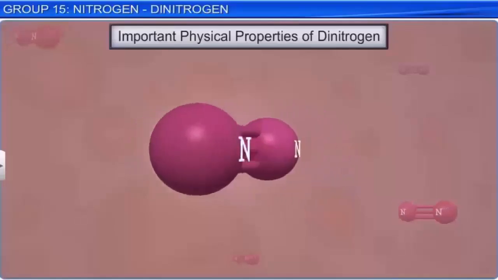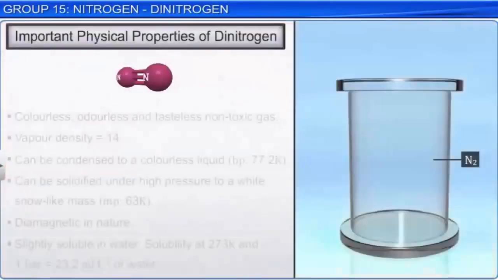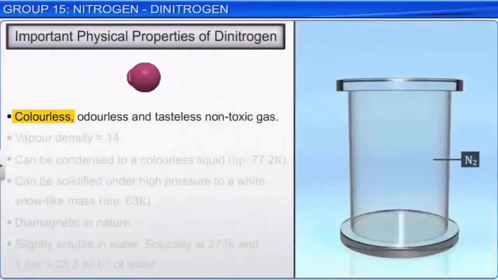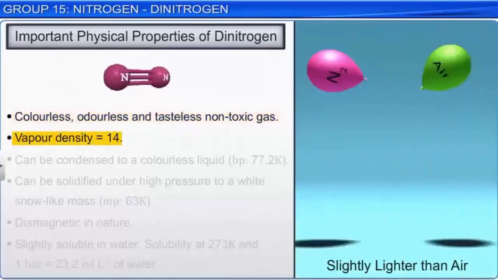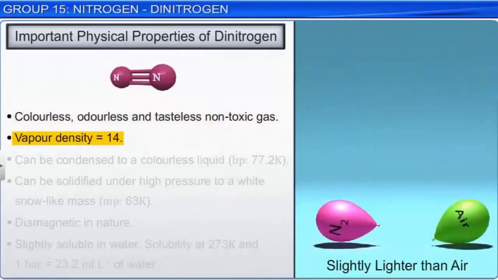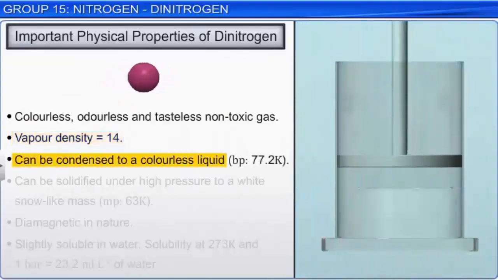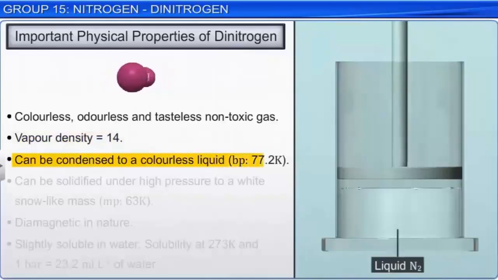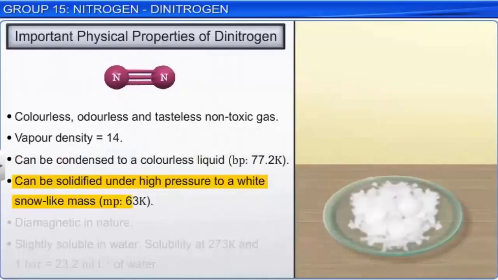Let us now look at some important physical properties of dinitrogen. Dinitrogen is a colorless, odorless, and tasteless non-toxic gas. Its vapor density is 14. Hence, it is slightly lighter than air. It can be condensed to a colorless liquid that boils at 77.2 Kelvin and can be solidified under high pressure to a white snow-like mass that melts at 63 Kelvin.